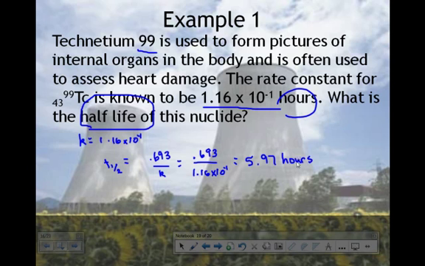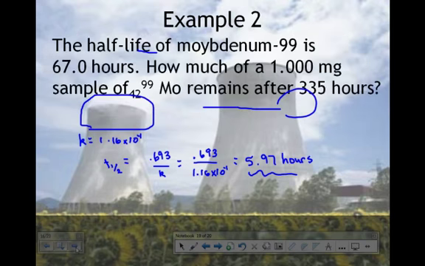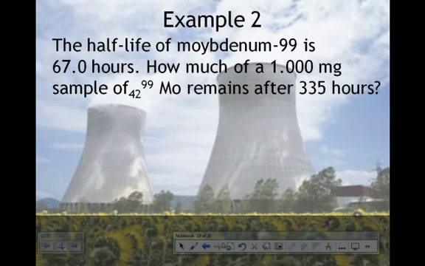So if they were to inject this into your body to see if you had heart damage, like a blockage in one of your arteries in your heart, then it would be decaying with a half-life of 5.97 hours. So by the time you get home from the doctor's office, most of it's already gone. No big deal. That's why they use things with a small half-life, and they don't put very much in there anyway. Let's look at another kind of problem we could do.